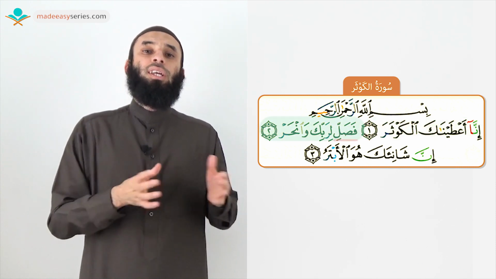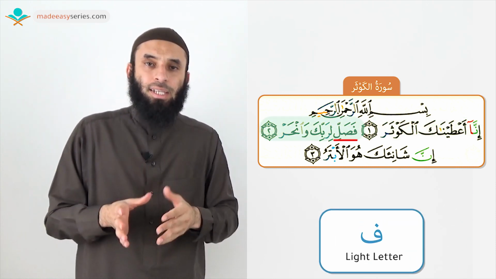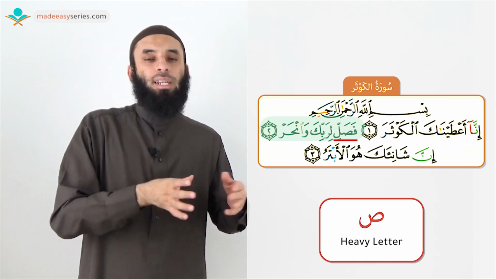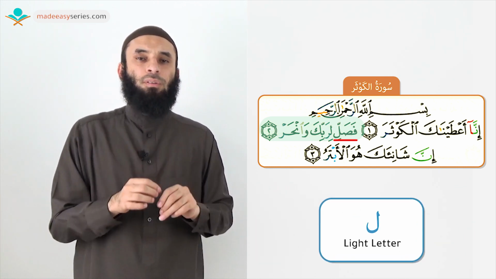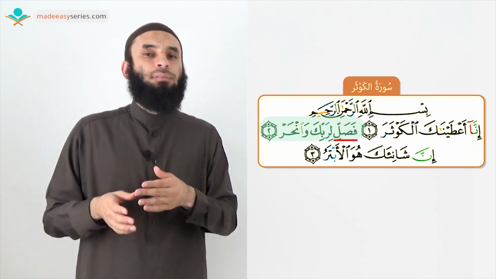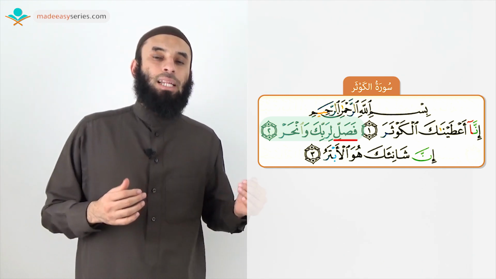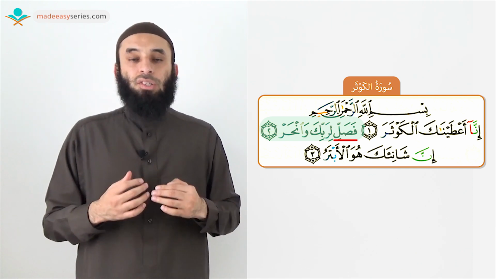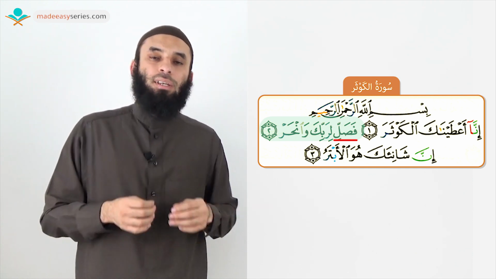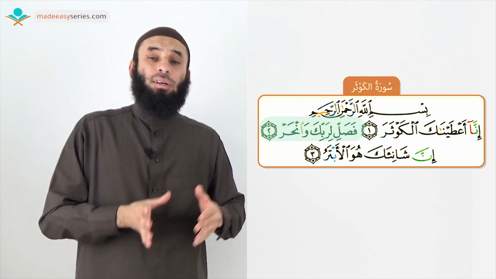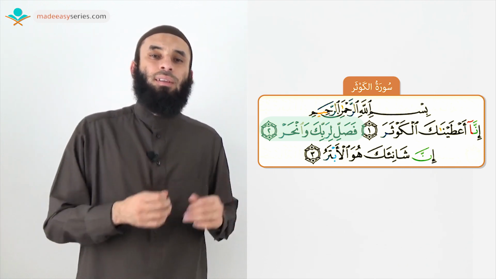We have the word فصلي. Fa here is a light letter, Sad is a heavy letter, and Lam is a light letter. So you have to be very careful. We don't pronounce all of them lightly, like fasallili. But we say fa, sa, l, fasallili. So Sad make it heavier. So fasallili, rabbika. Then you have the word wanhar.